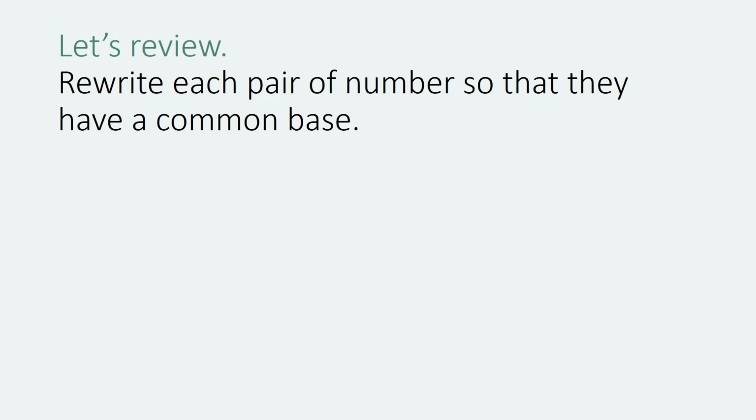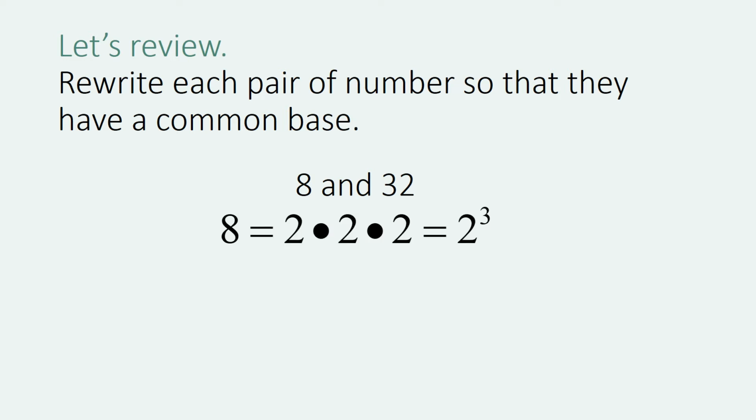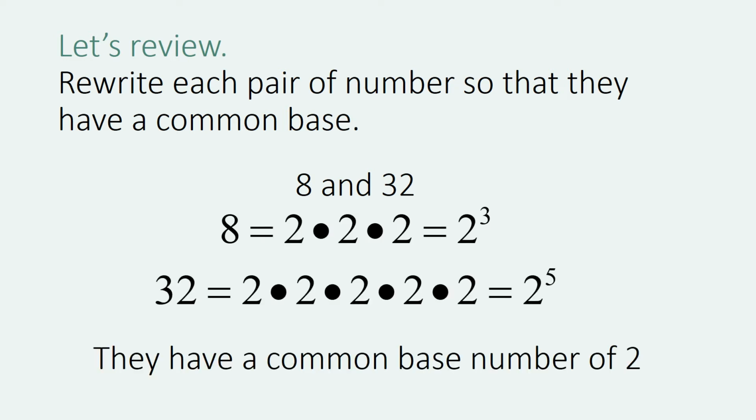So if I were to ask you to rewrite each pair of numbers so that they have a common base, 8 and 32, we have to think about, by looking at our perfect roots chart, 8 and 32 both have a common base of 2, where 8 is a perfect cube and 32 is a perfect fifth. They could have the same base of 2, where 8 is just 2 raised to the third power and 32 is just 2 raised to the fifth power.